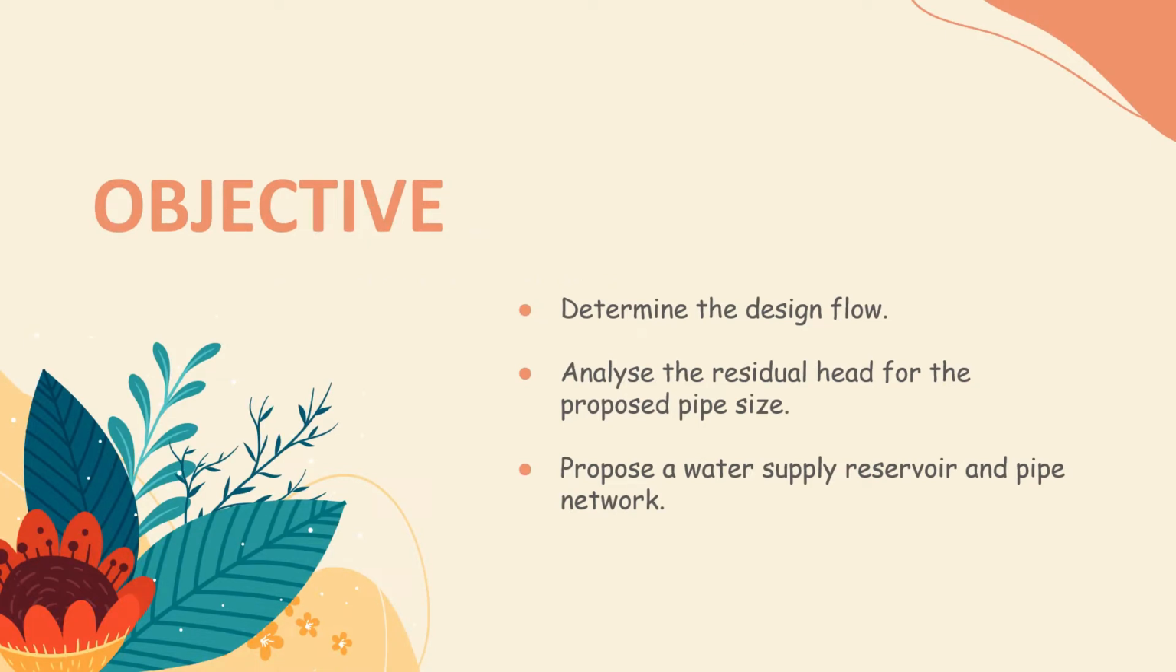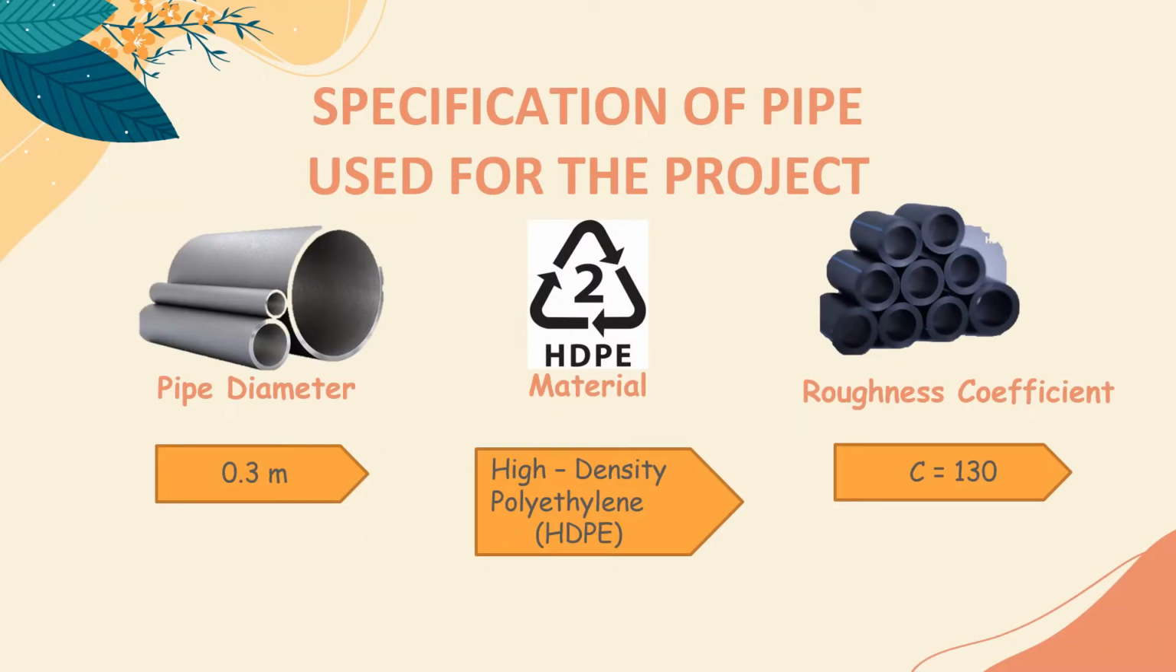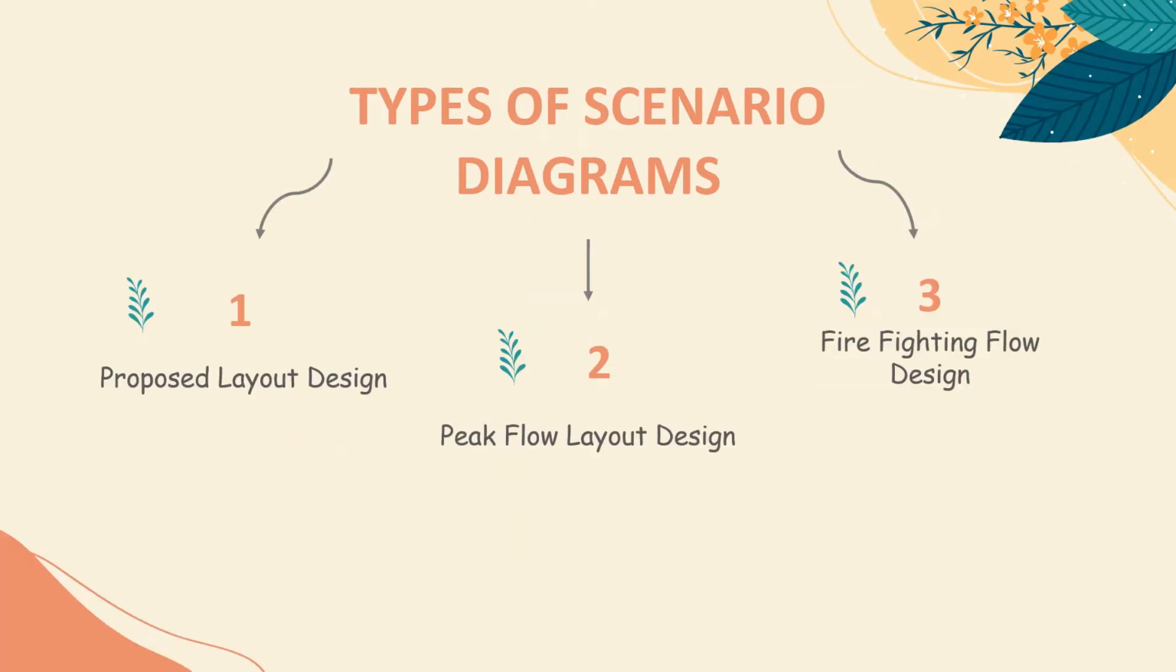The objectives of this project are to determine the design flow, next to analyze the residual head for the proposed pipe size, and to propose a water supply reservoir and the pipe network. Here are the specifications of pipe used for this project. The diameter of pipe used is 0.3 meter. The material used is HDPE pipe, which is also known as high-density polyethylene, and the roughness coefficient is 150. There are three types of scenario diagram, which are proposed layout design, peak flow layout design, and firefighting flow design.